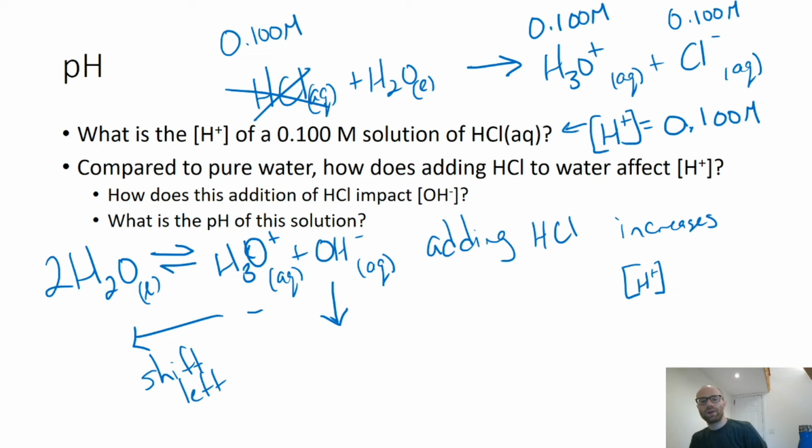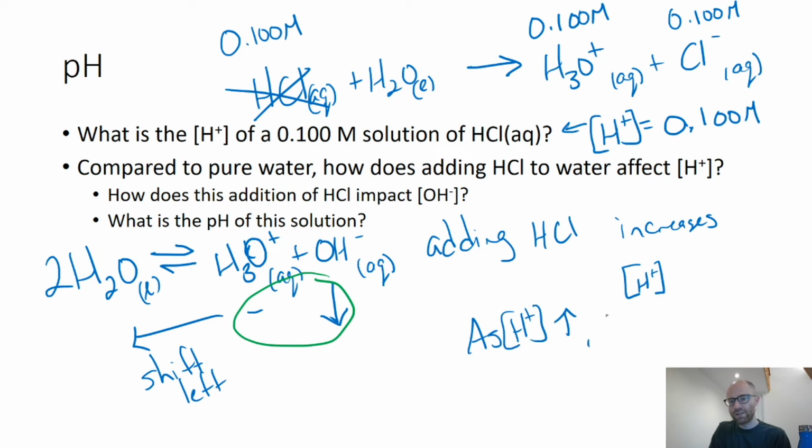Now, this is where I'm going to try and avoid a lot of the math. It would probably invoke a quadratic equation. I don't want to do that. Let's just say that the decrease in the H plus concentration is negligible. As H plus increases, OH minus concentration decreases, and we know that because it always has to multiply to equal 1 times 10 to the minus 14th.